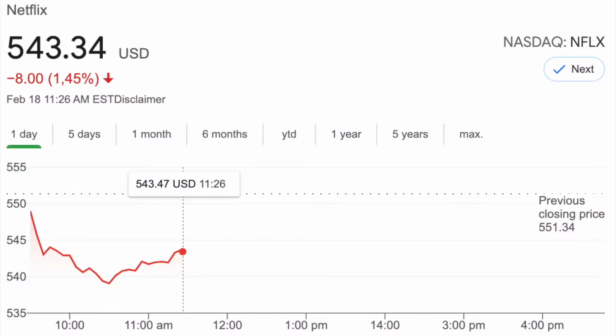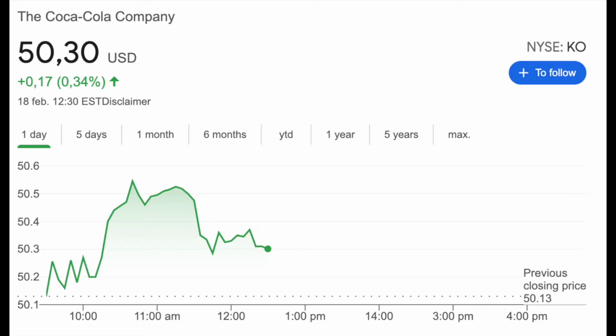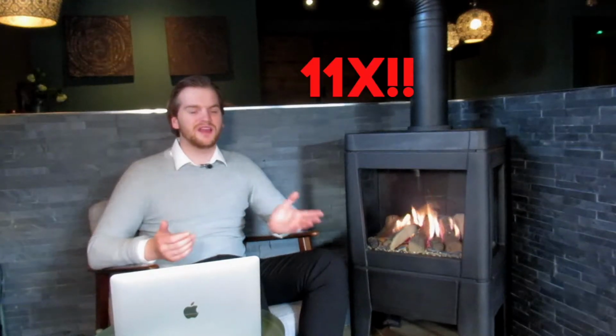And a lot of people just look at the stock price. But the stock price itself doesn't tell you the full story. Because let's look at this example. The stock price of Netflix is more or less around $550 per share. And if we look at Coca-Cola, the share price is around $50. So can we then say that Netflix is worth 11 times more than Coca-Cola? No, that's not how it works.